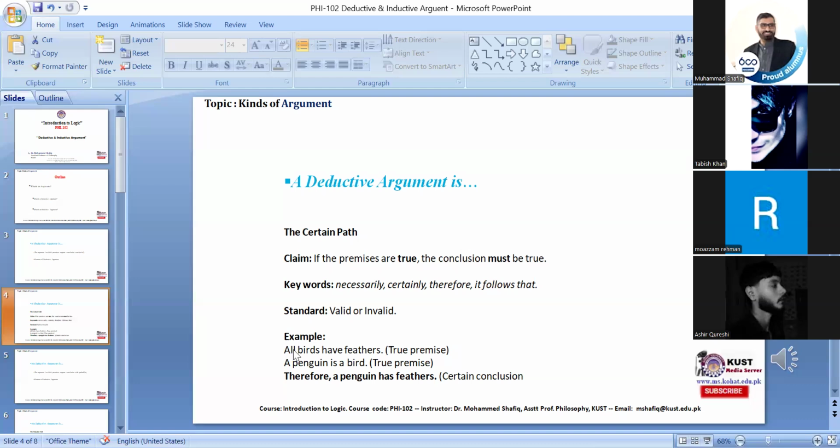Like the first feature is that the premise supports the conclusion conclusively. The second feature is it always starts from a general principle and ends on particular. The third feature of a deductive argument is it is always valid or invalid. It's not true or false. And the aim of deduction is to ask whether thought agrees with thought or not. We don't need to look into the real life situation. We just need to look into the form of an argument.